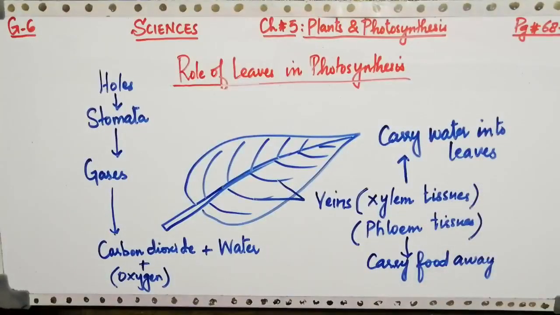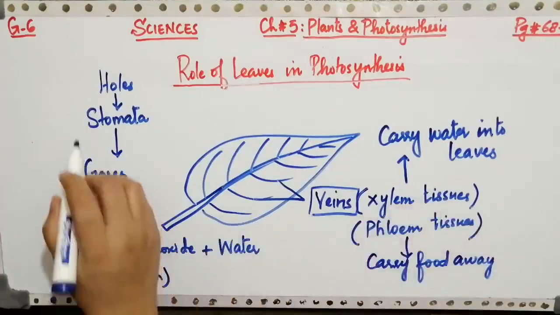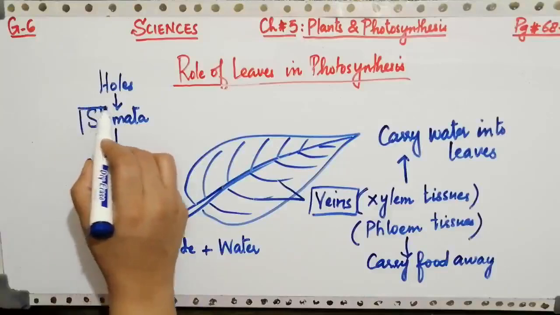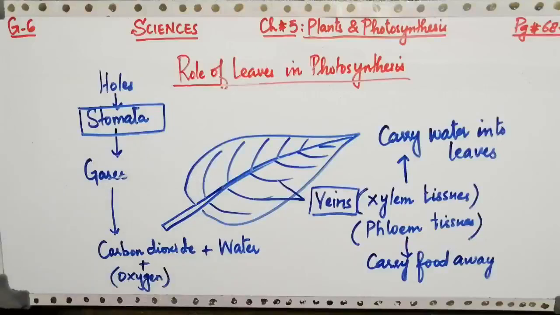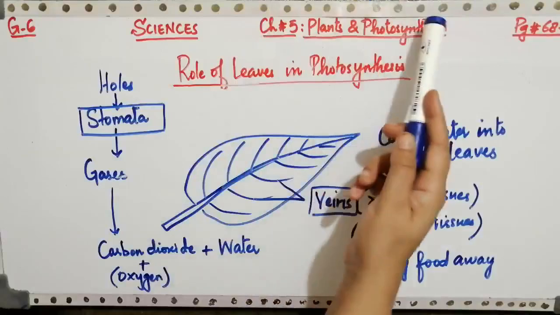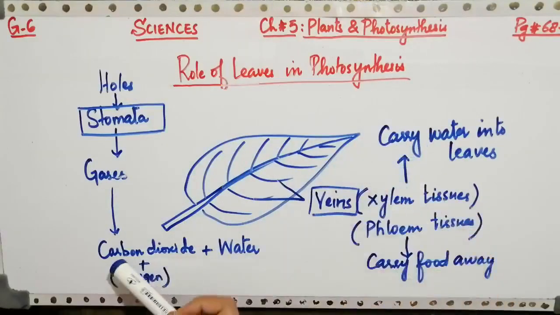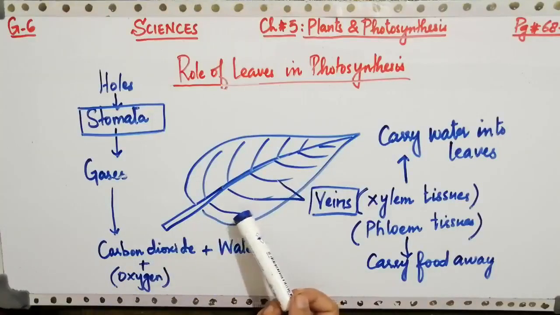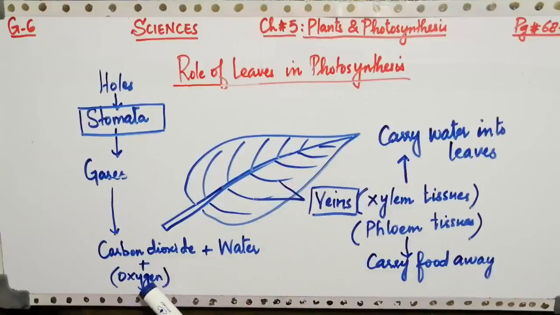Not only this, you have to remember the veins, including xylem and phloem and their function, but also you have to remember the term stomata. Now what are stomata? Again, you have to listen to this. Stomata are the openings and the holes which are responsible for letting gases like carbon dioxide and oxygen in and out of the leaf. Carbon dioxide is required for photosynthesis, while oxygen is produced during this process.